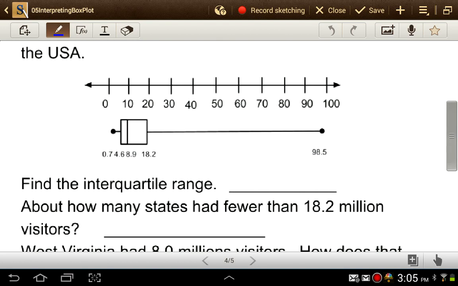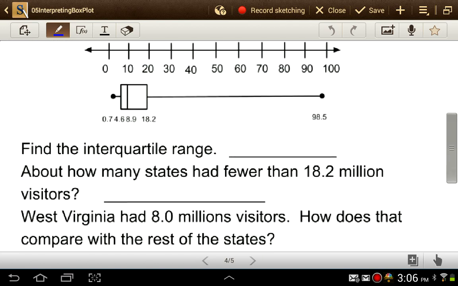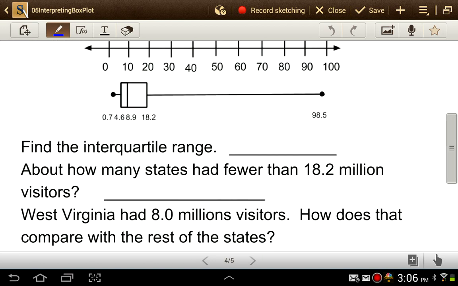Okay, I'm going to go down so we can see the questions that go with our box plot now. Okay, so there's our box plot. In this example, they actually wrote down the different numbers. So I have 0.7 for the minimum, 4.6 for our lower quartile, 8.9 for our median, 18.2 for our upper quartile, and 98.5 for the maximum. Because these numbers came out to decimals, they're written down there for us.